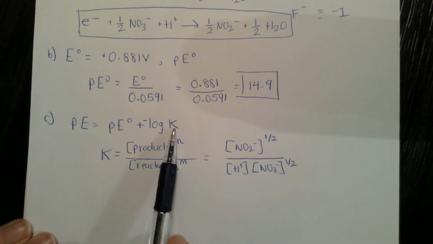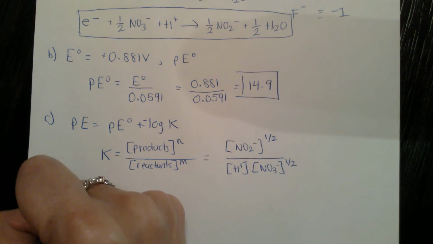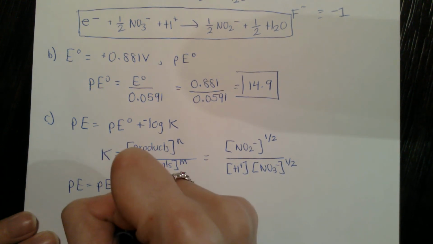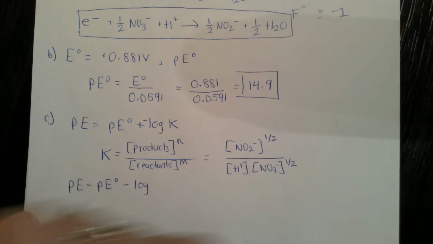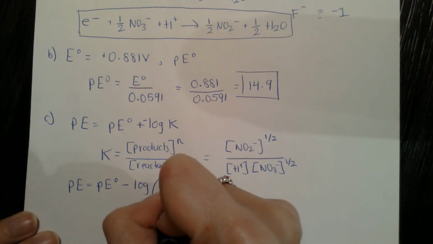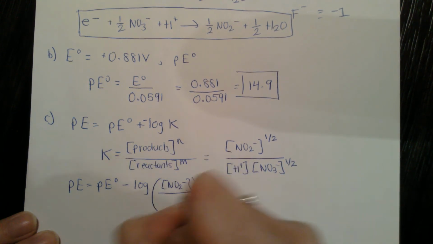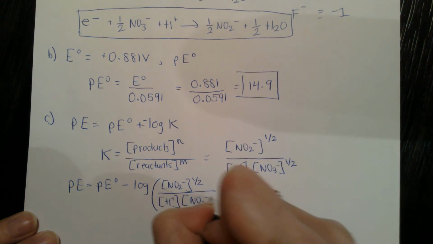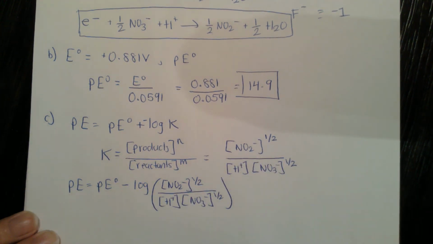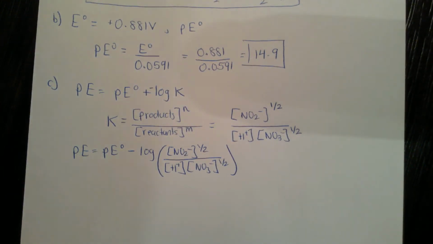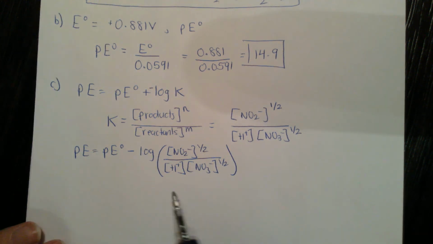So now we can plug that in here. Okay, so PE equals PE naught minus log of NO2 minus to the 1/2 over H plus and NO3 minus to the 1/2. Okay, so that's what we have so far. So now we're going to do a little sort of rearranging of things to kind of clean this up as much as we can.